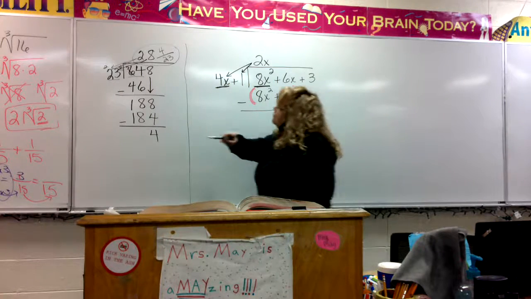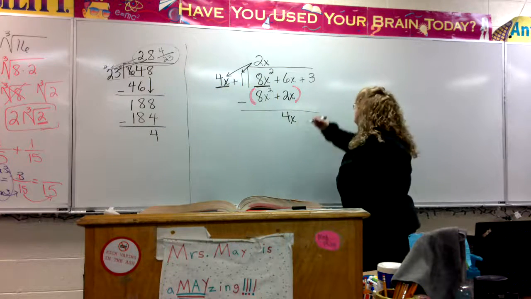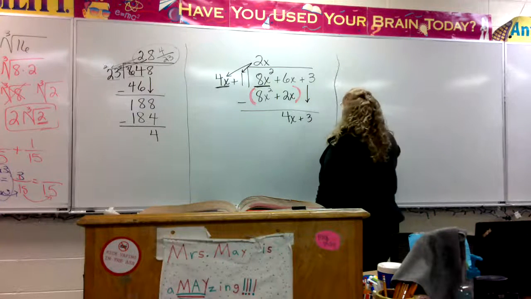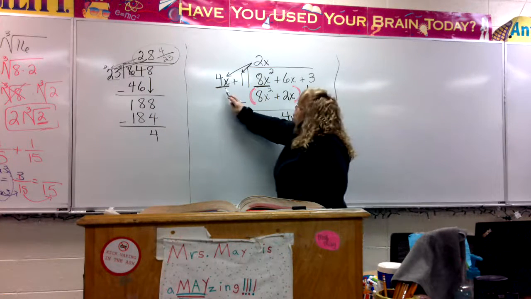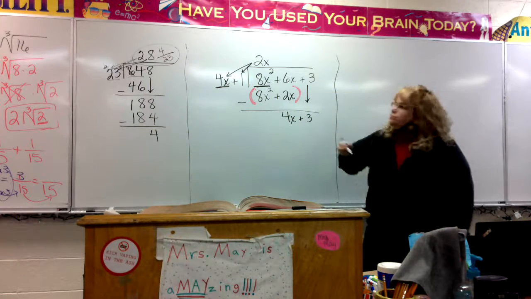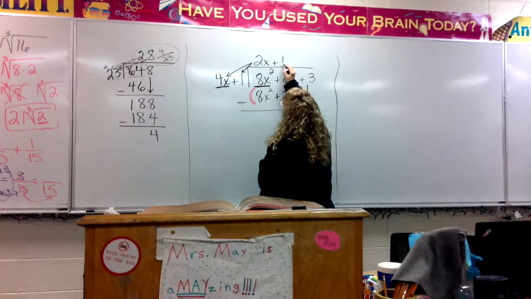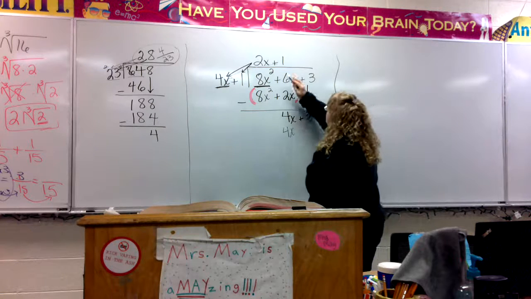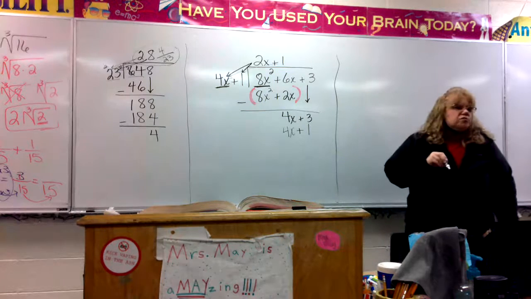After you're done subtracting over here, what did we do next? We brought down the next term and we did it all over again. So we're going to bring down this plus 3 and we're going to go all over again. So you're going to ask, 4x times what is 4x? 1, right? 4x times 1. So now multiply. 1 times 4x is 4x. 1 times 1 is 1. What do I do next?